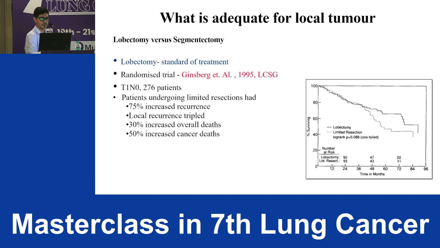This is an old randomized control trial, a landmark paper published in 1995 by the Lung Cancer Study Group. They randomized patients of T1 N0 into sublobar resection and lobectomy. What they found is that if the patient has undergone sublobar resection, there are increased chances of local recurrence and a poor overall survival. But there are significant drawbacks of this paper. Proper PET CT or invasive mediastinal staging uptake was not that great at that time.